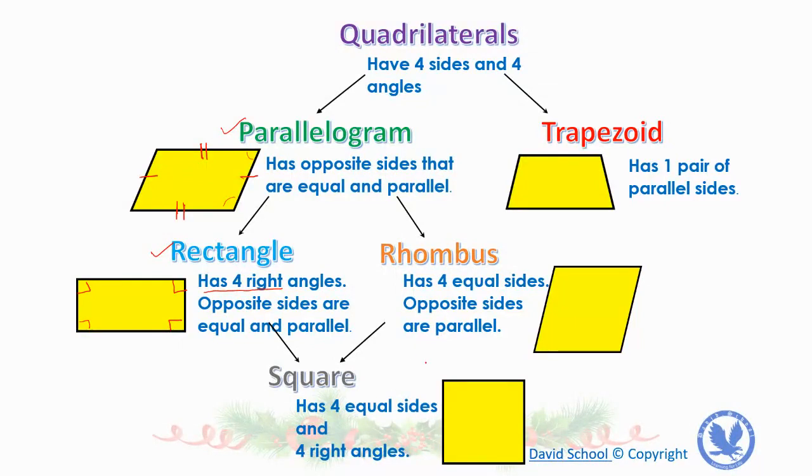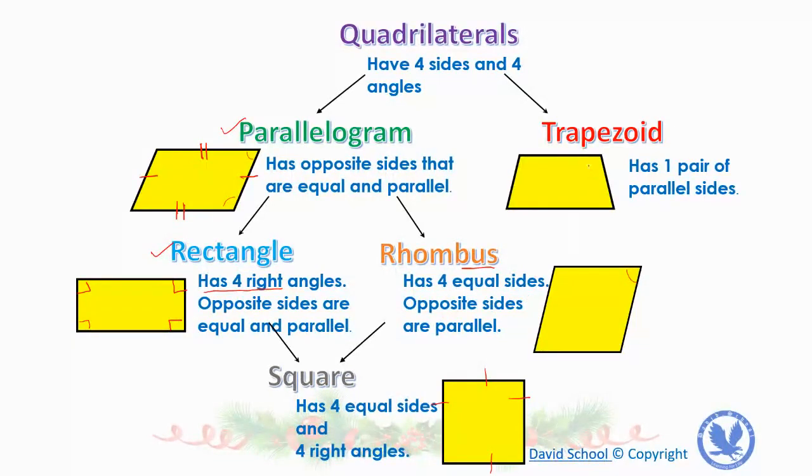The next quadrilateral is a square. A square has four equal sides and four right angles. And the next quadrilateral is the rhombus. A rhombus has four equal sides. Opposite sides are parallel, but each angle is not 90. If you compare a rhombus and a square, they have similar properties except the angles are different.